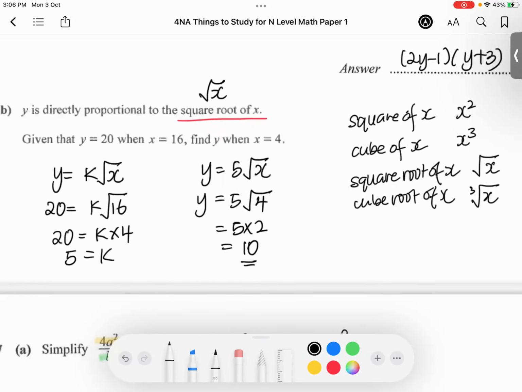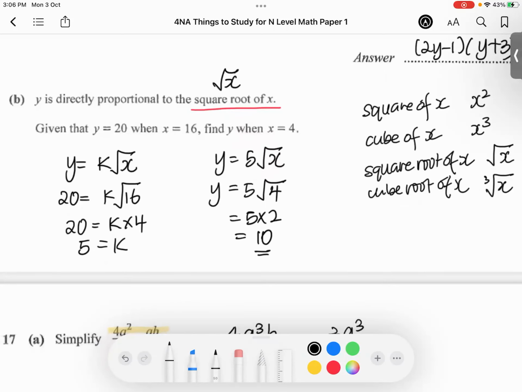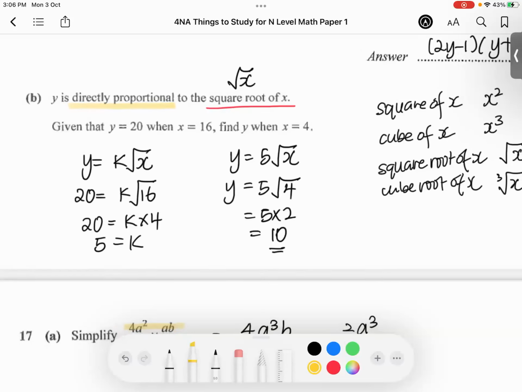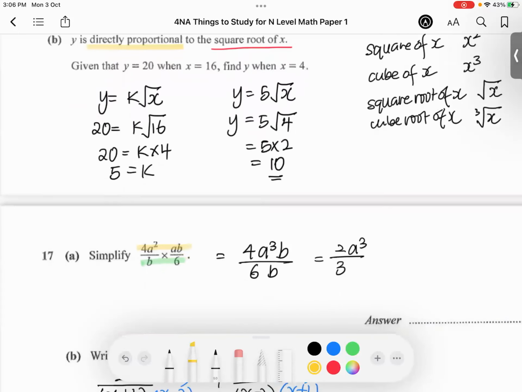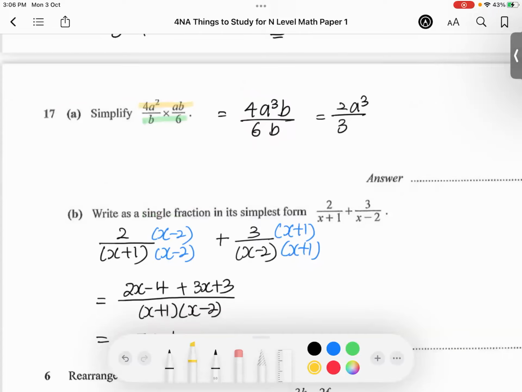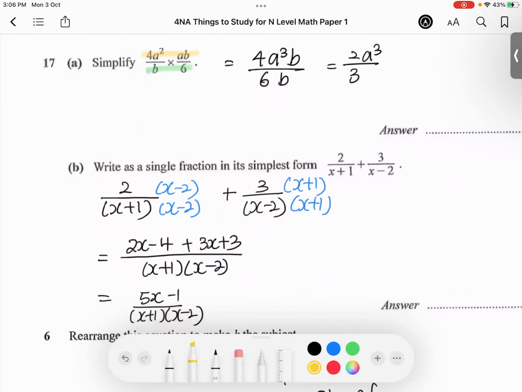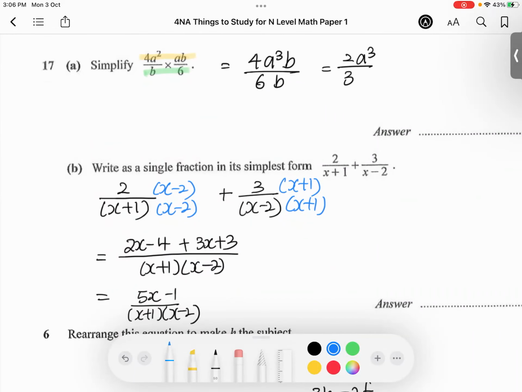Just to highlight, directly proportional, k times something. Plug in the values, solve for k, then find the answer. So this question shouldn't be too difficult. You should be able to do. Question 17, same thing. You should know how to do. Just make sure you complete the basics for you to rearrange.